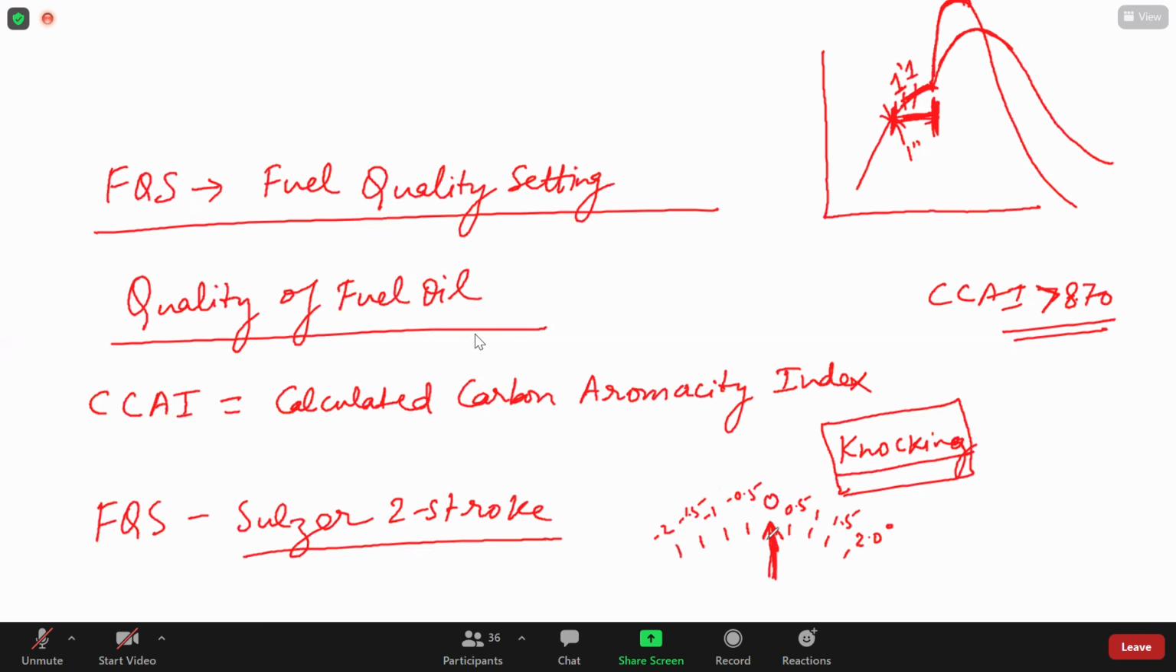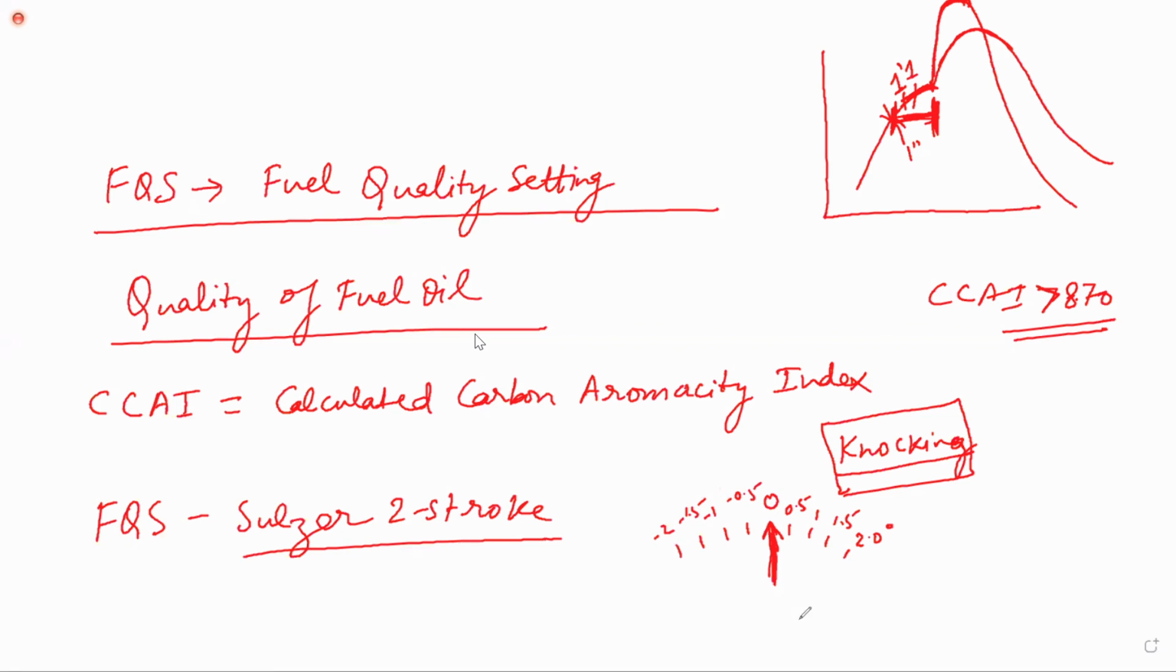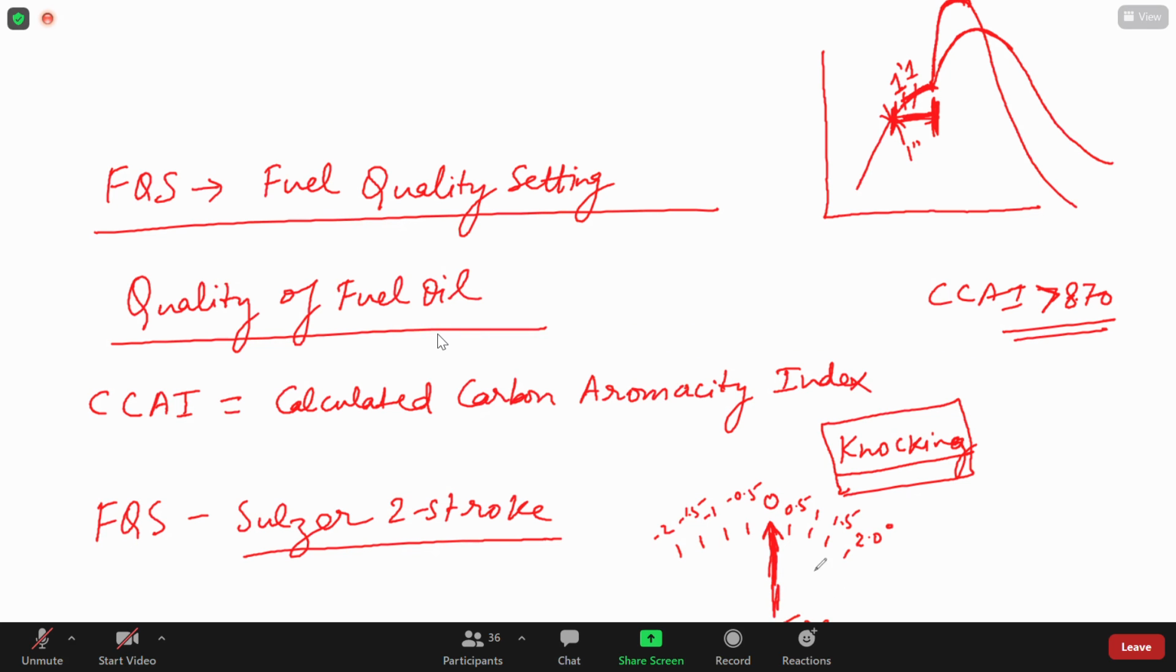So by changing that knob, FQS knob or FQS lever, which is given on the engine, normally this is given at the control stand, local engine control, local control stand or emergency control stand of the engine. वहाँ पे ये FQS lever दे रखा होता है. So you can adjust the fuel injection timing. You can retard it or advance it based on the CCAI value of the fuel which you have received, which you are going to burn. Did you get it?